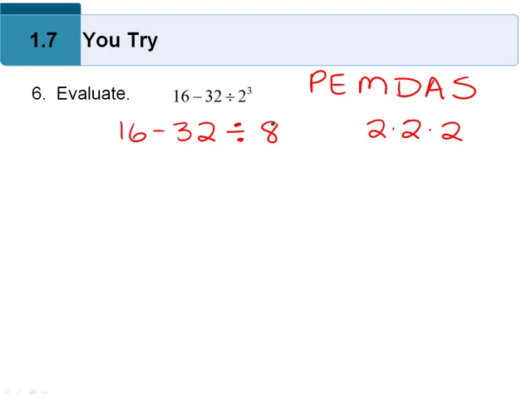Now, subtract or divide. Right, division. So we have 16 and the minus sign comes down. 32 divided by 8 would be 4. And now we just subtract. 16 minus 4 is 12. And that is it for section 1.7.